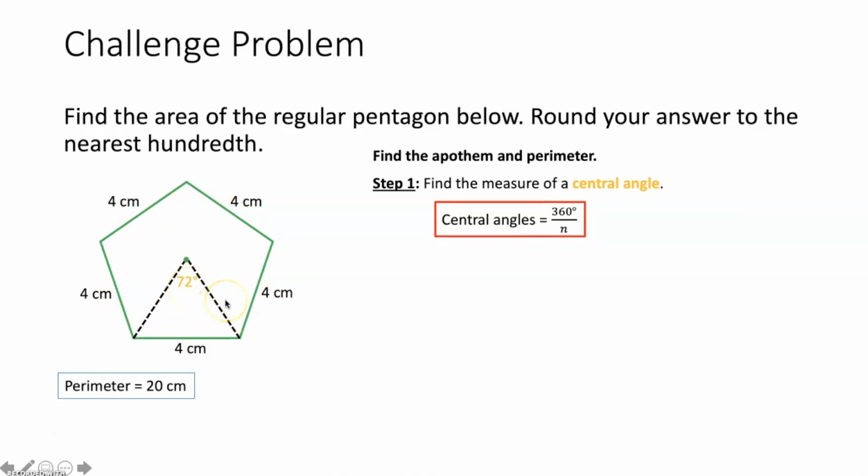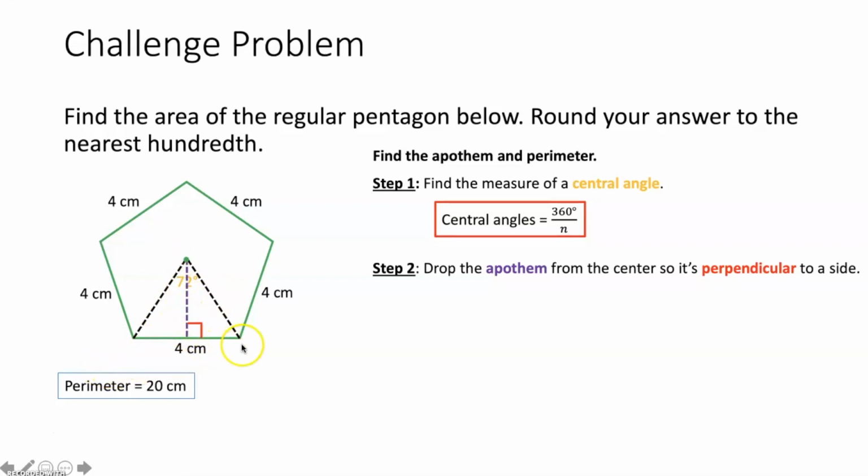Now we can move on to step 2, where we drop an apothem coming from the center of our polygon, so it's perpendicular to this side over here. Now there are 2 things to note about this apothem that we just dropped. The first is that it's going to bisect this side length over here. So if this entire side length is 4 centimeters, that means each of these segments in here would be 2 centimeters apiece. The second thing to note about this apothem is that it bisects the central angle as well, meaning each of these smaller angles in here would be congruent. So we can move on to step 3, which is where we cut this central angle in half. So if this entire central angle is 72 degrees, that means each of these smaller acute angles would be 36 degrees.